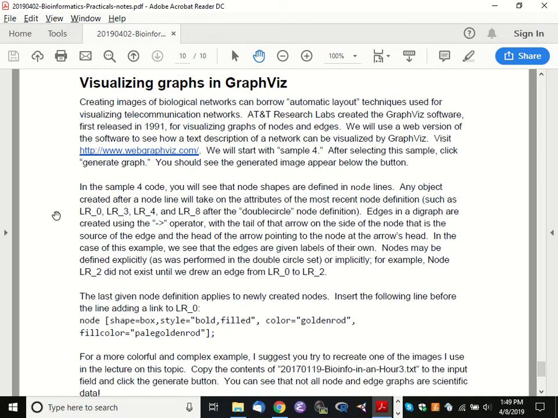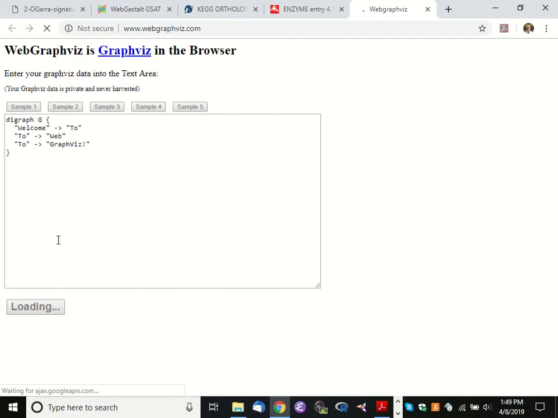So we are going to use webgraphviz.com. It is a handy-dandy user interface for doing rendering of this sort. You can see that they start you with a little bit of code to begin with. It's still loading. Ah, there it's done. Okay.